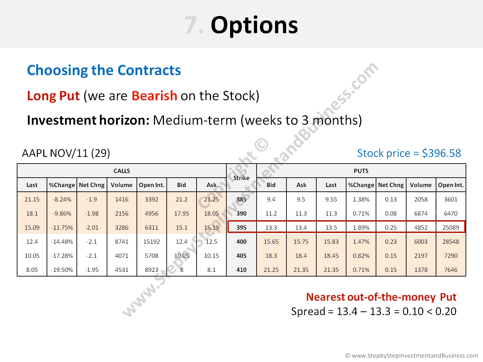So, let's check the liquidity of the option. The ask price for the selected option is 13.4 and the bid price is 13.3. The difference between the two prices is 10 cents, which complies with the recommendation of a spread of less than 20 cents. So in this case, we finally chose the put option with the strike price of $395.